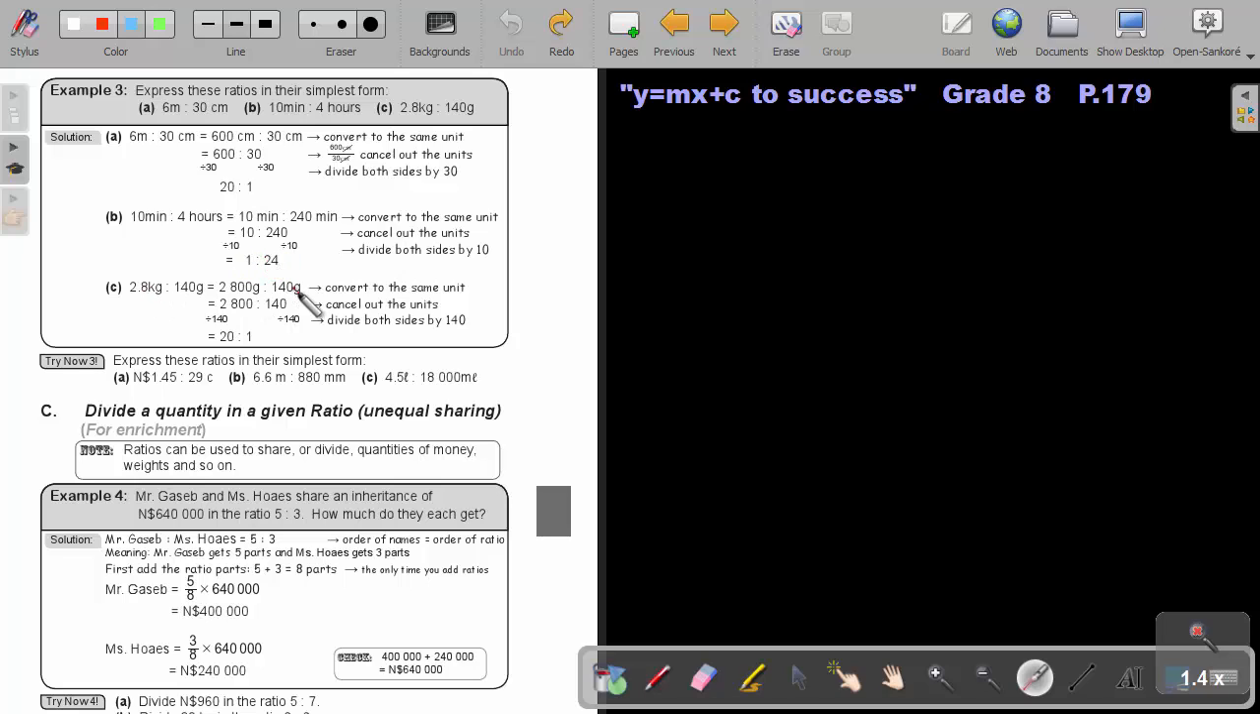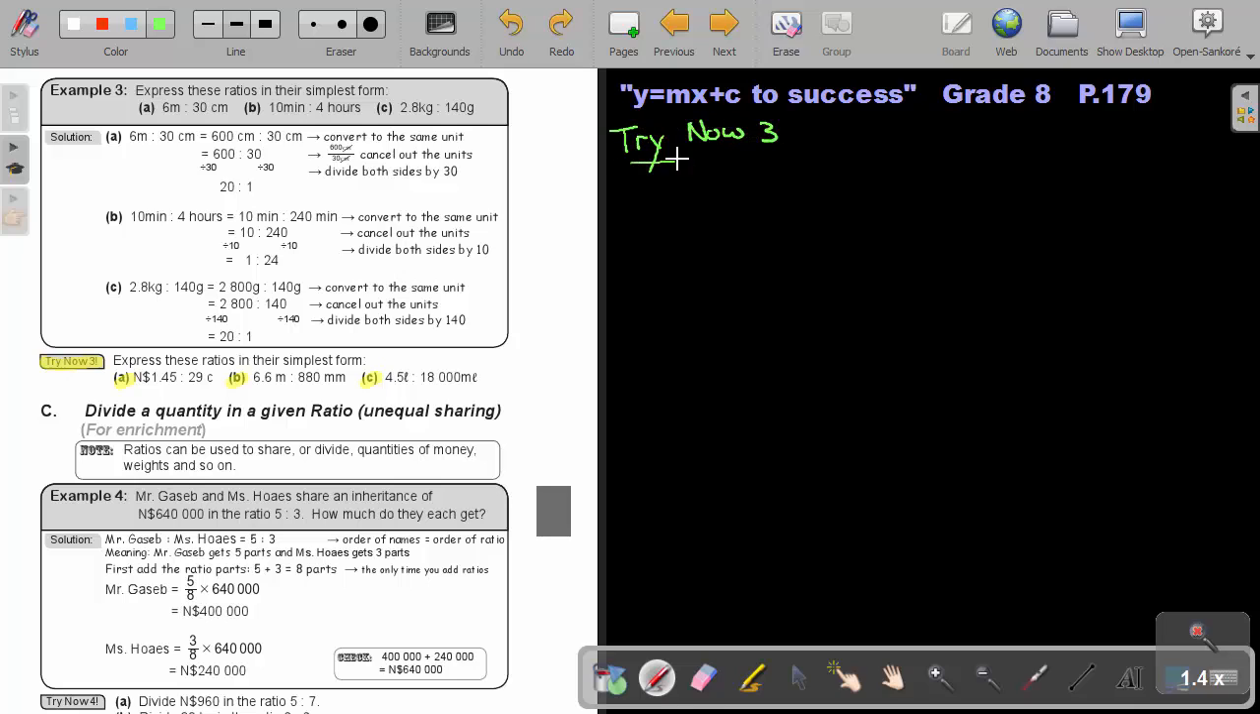Make your units the same, and then cancel your units. Divide by 140, divide by 140. But remember, you can use your ABC on your calculator, and you will get 20 to 1. Okay, I want you to do for me Triangle 3, number A, B, and C. Stop the video, and as soon as you are finished, you can continue with the video.